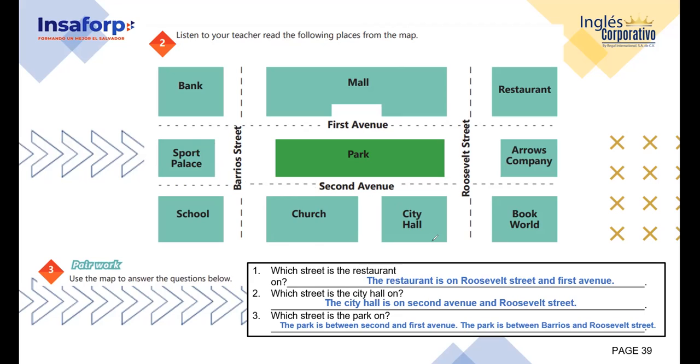Where is the Arrows Company? The Arrows Company is on Roosevelt Street. And ¿cómo se dice en medio? Between. Between the First Avenue and Second Avenue. Muy bien, pero también podrías haber dicho Arrows Company is between the book world and a restaurant. Ajá. Okay. Puedes también decir lugares, ok. No tienen que solo ser calles, ok. También pueden decir lugares.